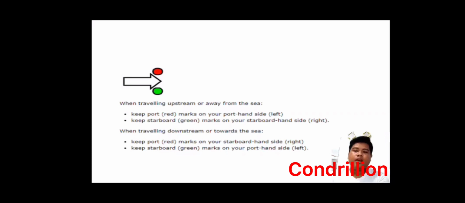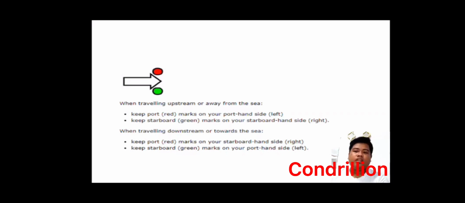So, when traveling upstream, or away from the sea, you have a signal, an arrow that is red or green in color. So, when going away from the sea, keep port red. Marks on your port hand side are left, and on the starboard side, the light must be green, and marks on your starboard hand side must be right.